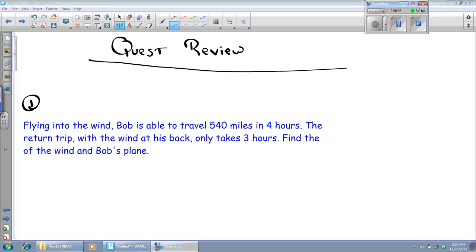Hello, algebra students. We are going to do a little review here over the stuff we've done. The semester is ending, and we're going to have a little quest. This will be the last chance to improve your grade or solidify your grade.